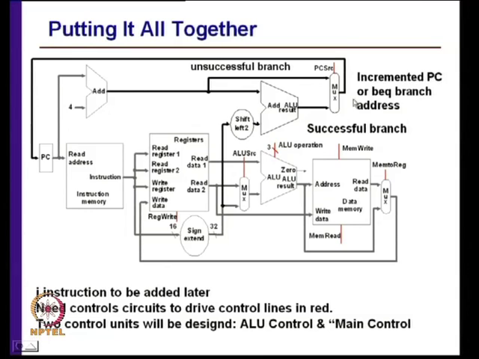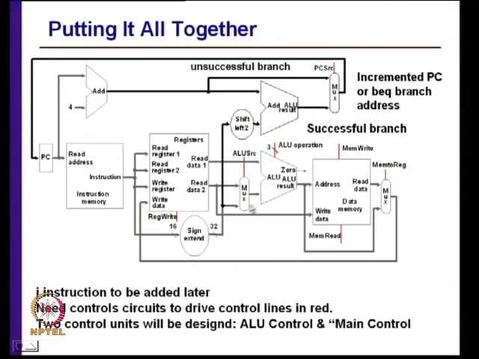And whether it is successful or unsuccessful, that is decided by the controller, and the controller will generate a signal to this multiplexer, and accordingly either PC+4 or the branch address will be loaded into the program counter. Then you can see here different control signals that are required.